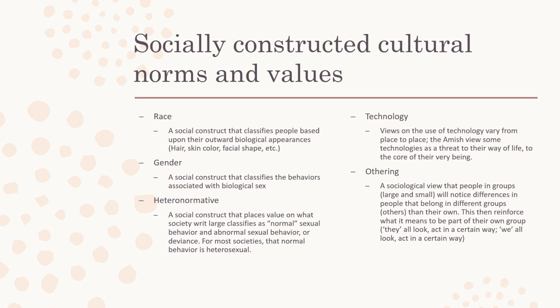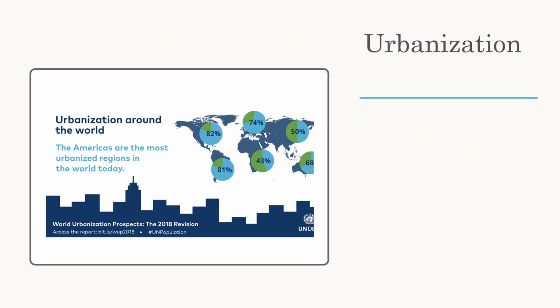Othering is a sociological view that people in groups, both large and small, will notice differences in people that belong in different groups, the other. That then can reinforce what it means to be a part of my own group. They, the other, all look or act in a certain way, and we, belonging to our group, look and act in a different way. Through this process, we can reinforce the differences and reinforce the norms and values of our own society.